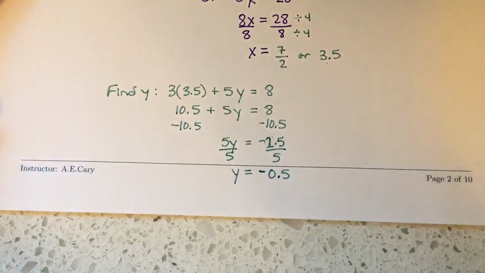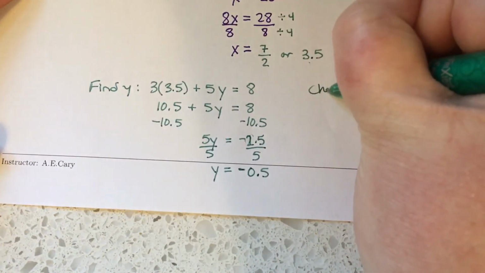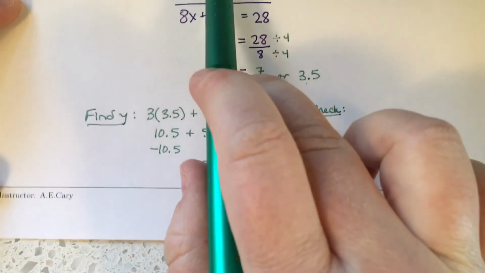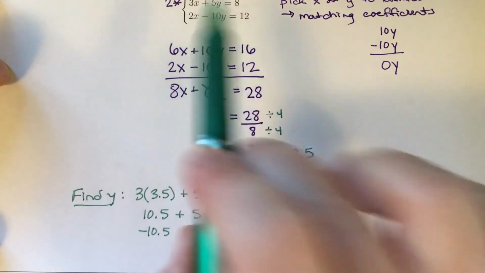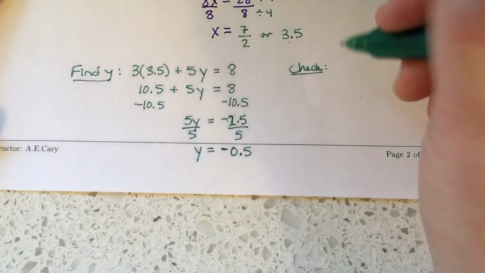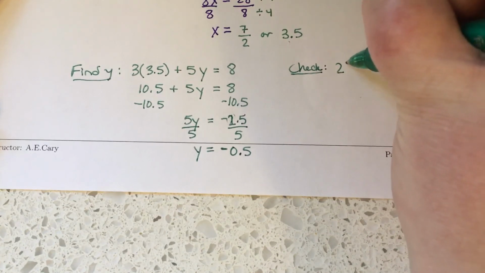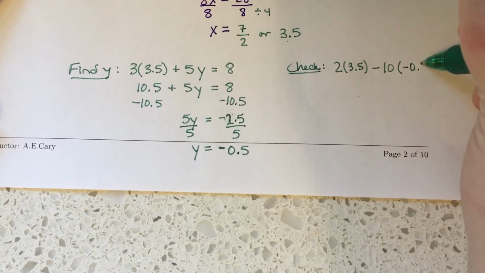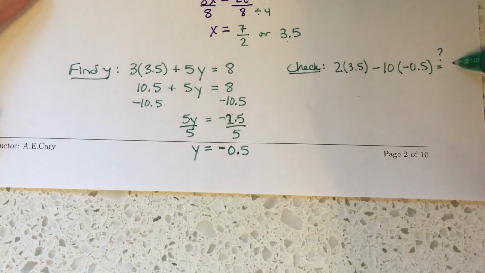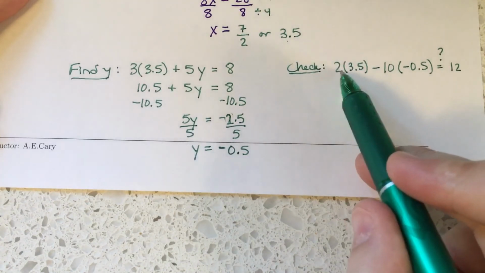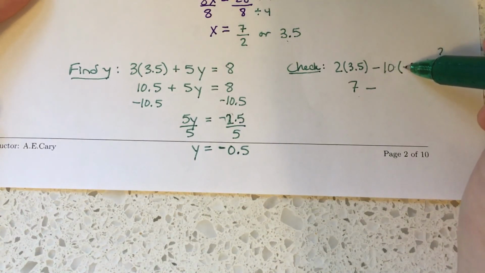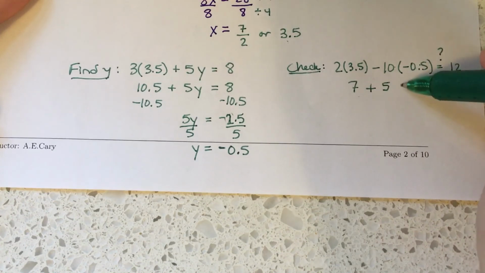All right, we should always check. So let's check. We found y. So to check, we're going to use the second equation, because I just used the first equation to find y, so the second equation is good for checking. So it's 2 times x, so 2 times 3.5 minus 10 times y, 10 times negative 0.5, and we want to know, does that equal 12? 2 times 3.5 is 7. Then half of 10 is 5, but a negative times a negative makes it a plus 5 equals 12.